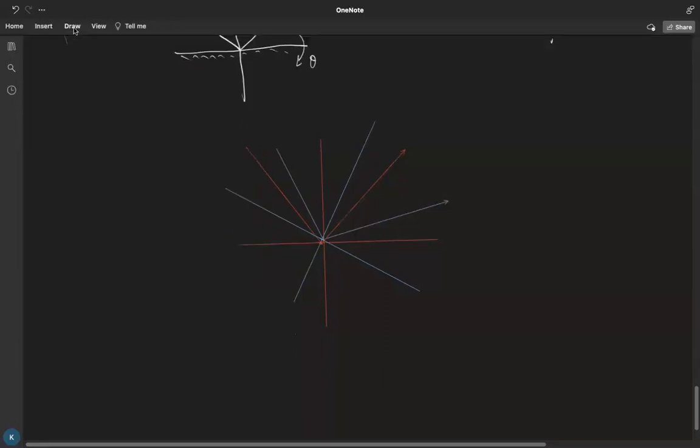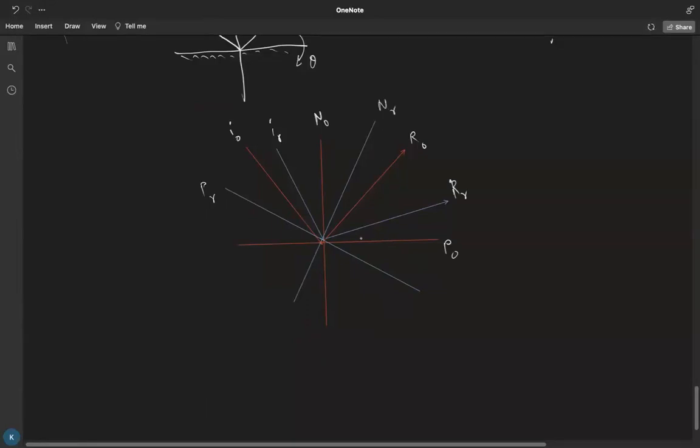So this is our original plane mirror, and this is our original incident ray. This is our original reflected ray. Now this is our rotated plane mirror. This is our rotated incident ray, and this is our rotated reflected ray, right? And this is the normal of the rotated plane mirror, right?